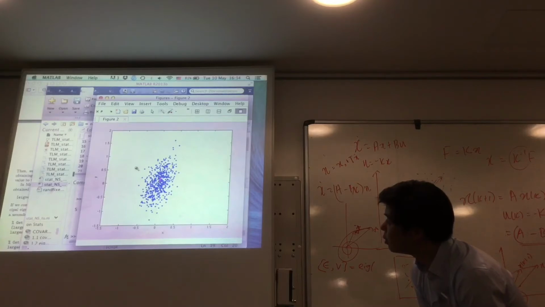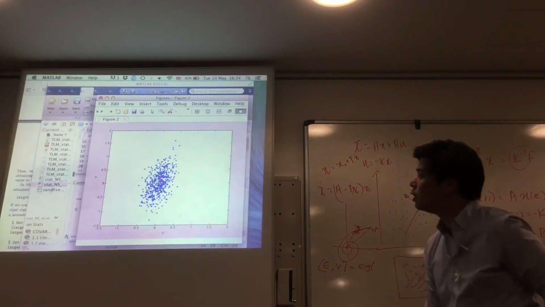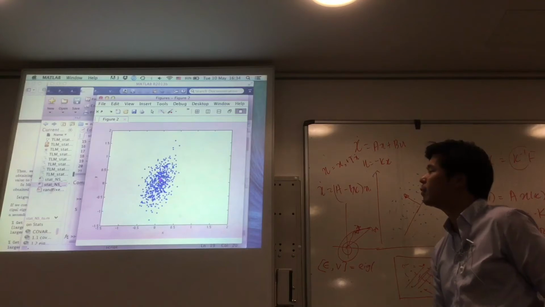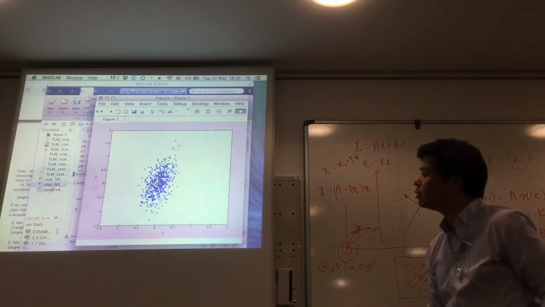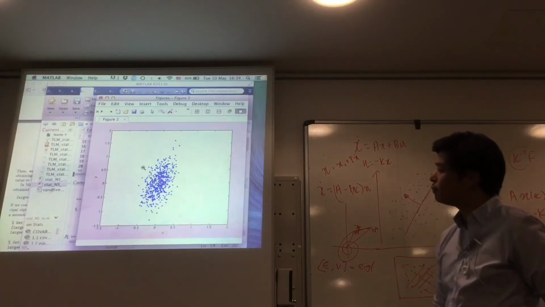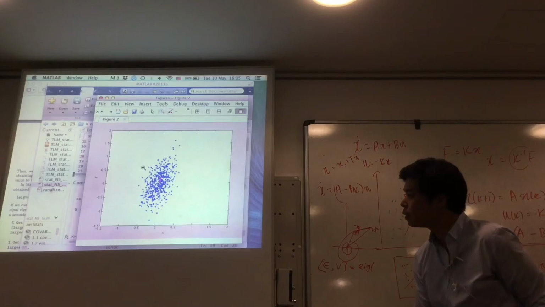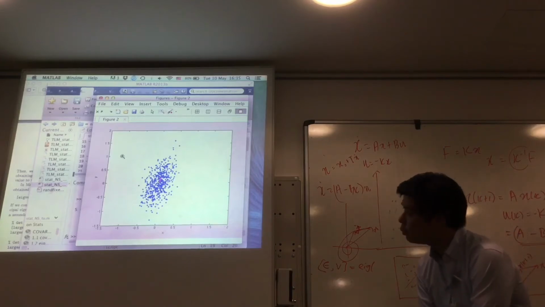Looks a bit small. Yeah. So the pink one is the principal eigenvector, and the green one is the other eigenvector. So what it looks like would be perpendicular, right? So it is perpendicular.